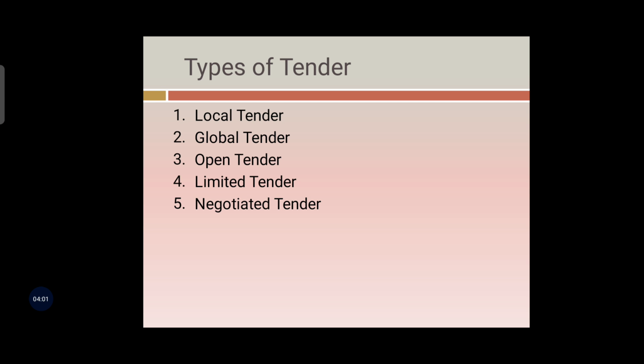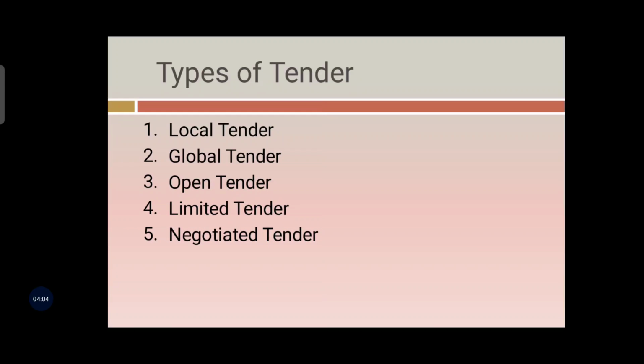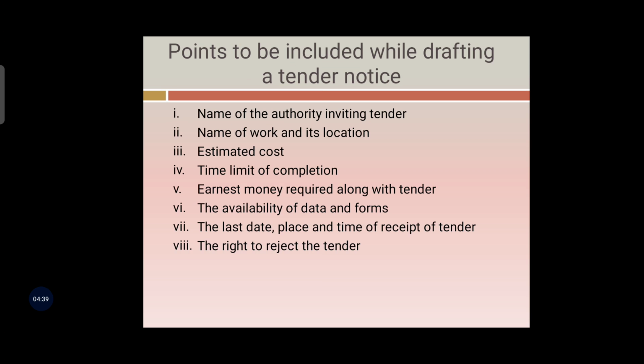Now the next one is types of tender. What are the types of tenders? There are lots of tenders that come in the newspaper and on the internet also. Now there is an internet world. So in the internet and daily newspaper, all these come. There are various types of tenders that are published. The first one is local tender, then global tender, third open tender, fourth limited tender, and fifth negotiated tender.